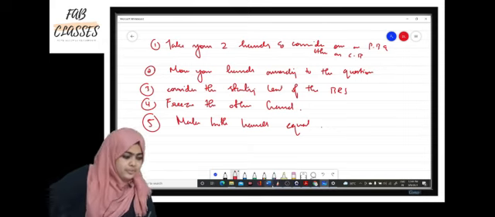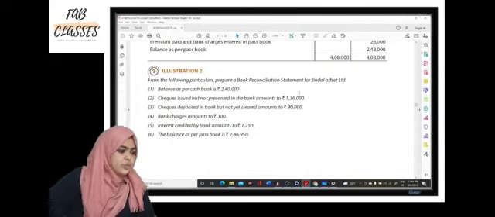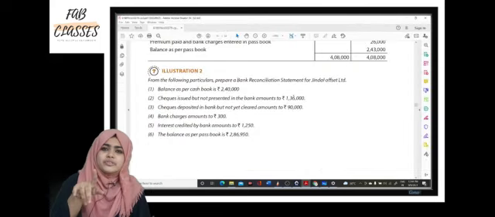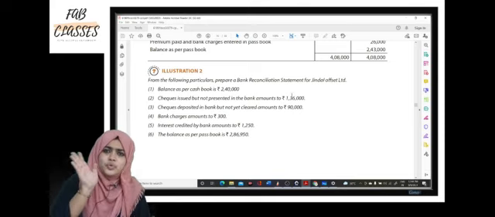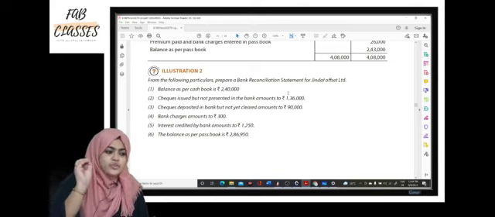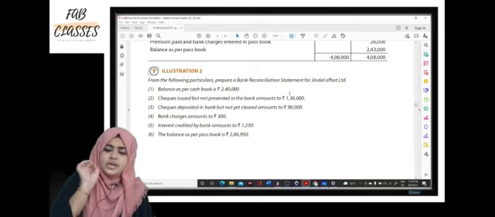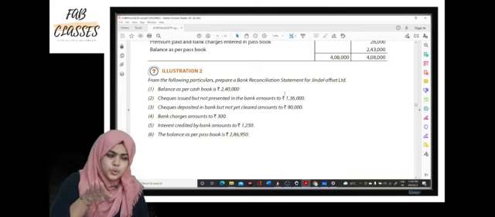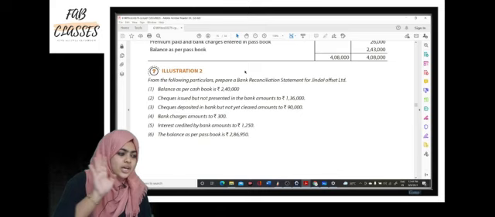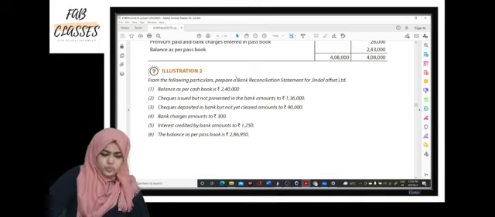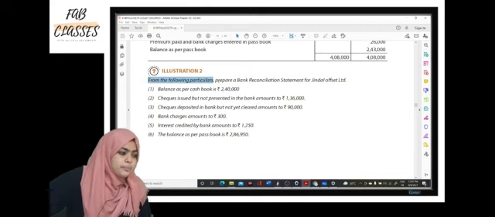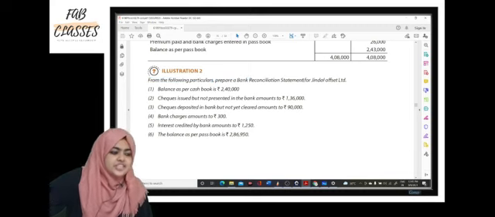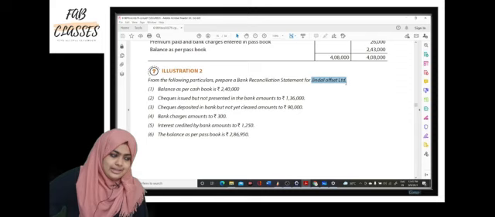Okay. So for that purpose, let us see the question. So illustration number 1 from the BRS chapter is not very important, and it is a small chapter for you to understand the BRS, that's all. So if you want me to solve that illustration number 1, you can comment and I'll solve that, but I don't think it is very important, so I am skipping that. So now we are moving with illustration number 2. Now let's read the question. From the following particulars, prepare a bank reconciliation statement for Jindal Offset Limited.